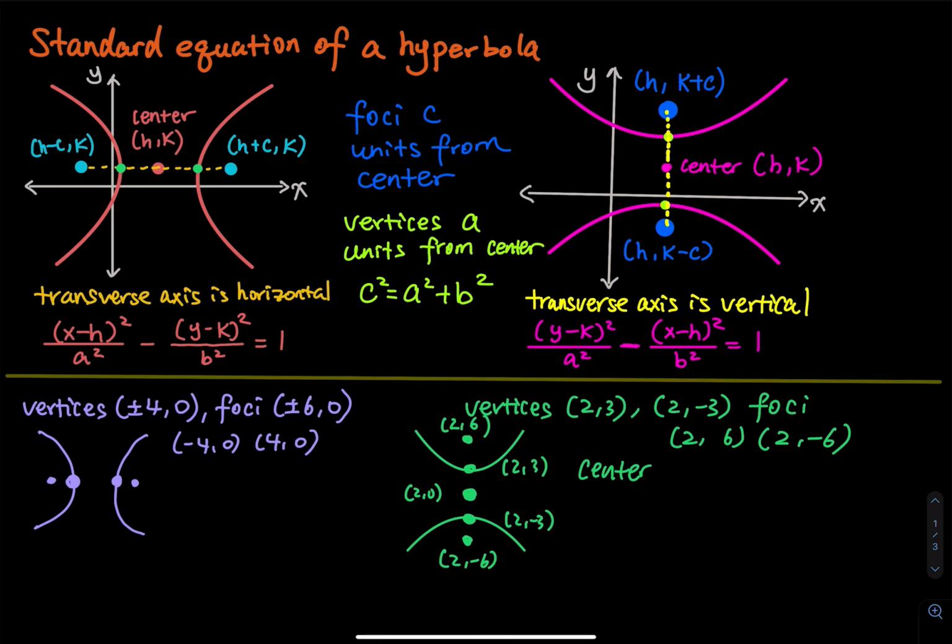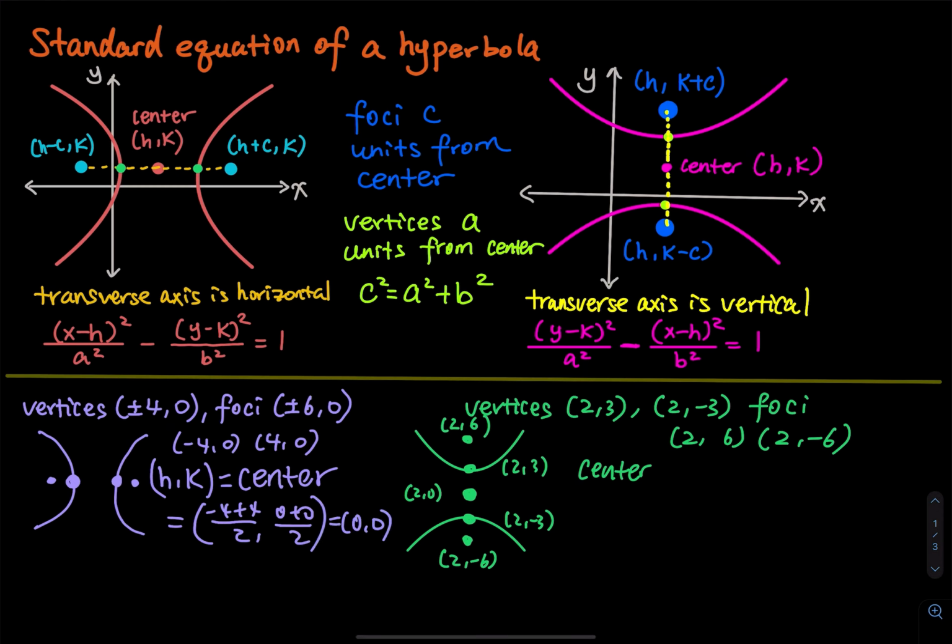And then what is the center? There are two ways to find it. The center is the midpoint of the two vertices. So you have negative 4 and positive 4. What is in the middle? The answer is very simple, it's 0 comma 0. So let's go ahead and find that. (h, k) is the midpoint. The center is the midpoint, which equals (-4 plus 4) divided by 2, (0 plus 0) divided by 2, the midpoint of the two vertices. Then you have 0, 0. So that is the center.